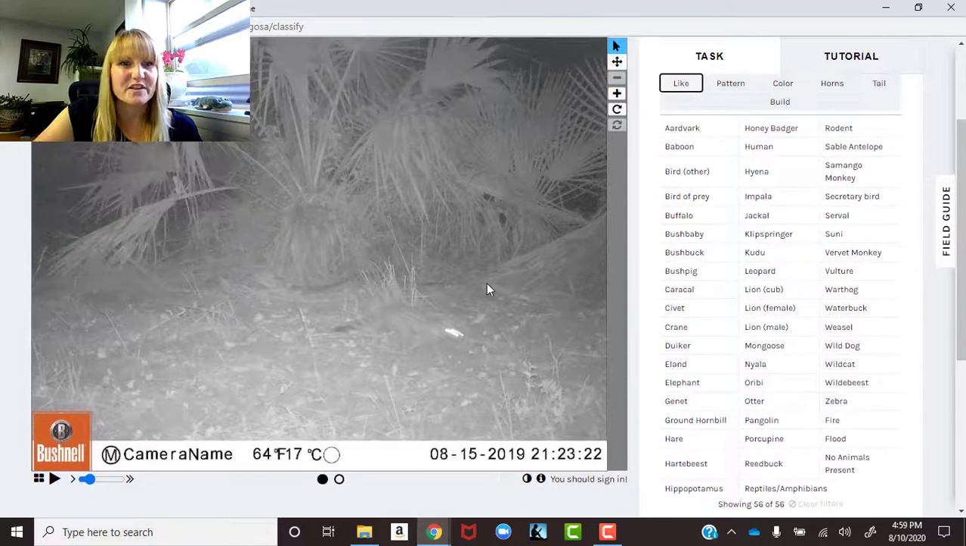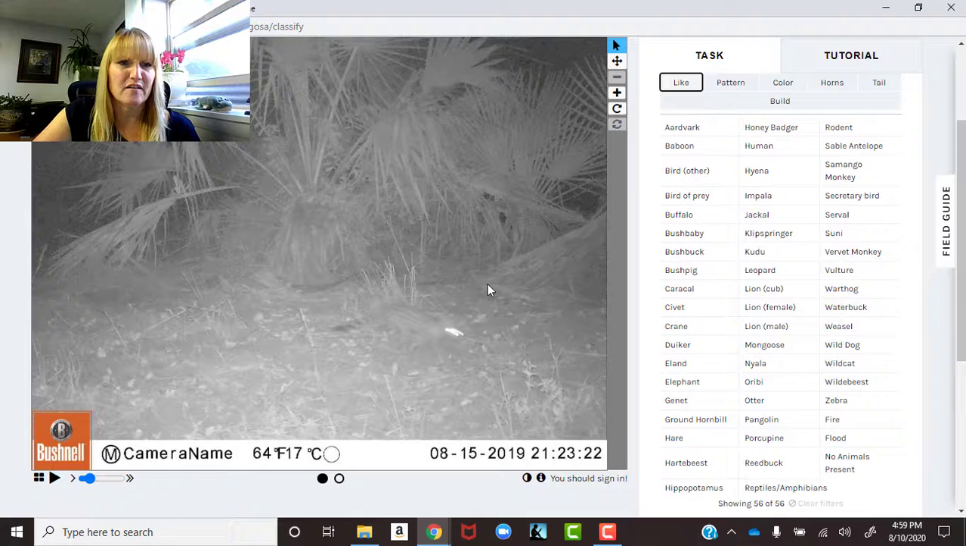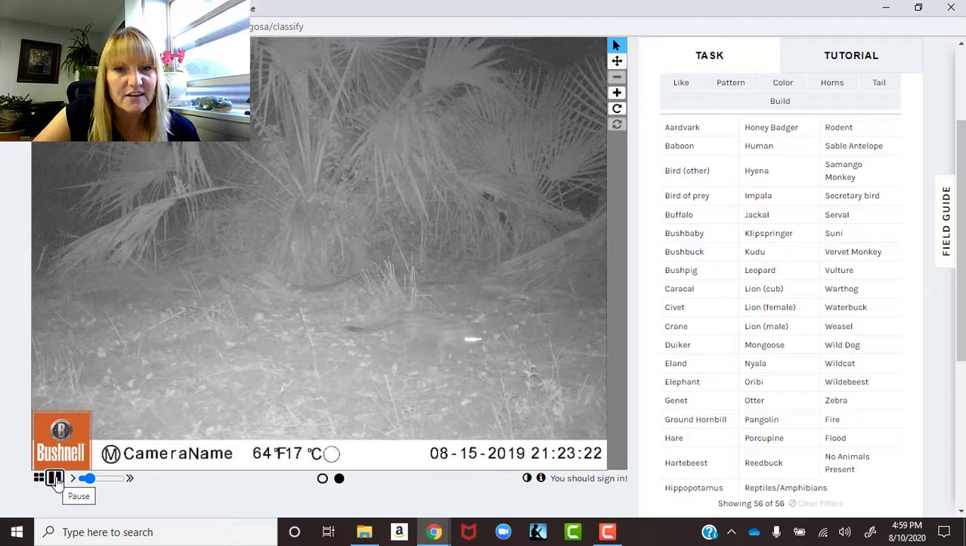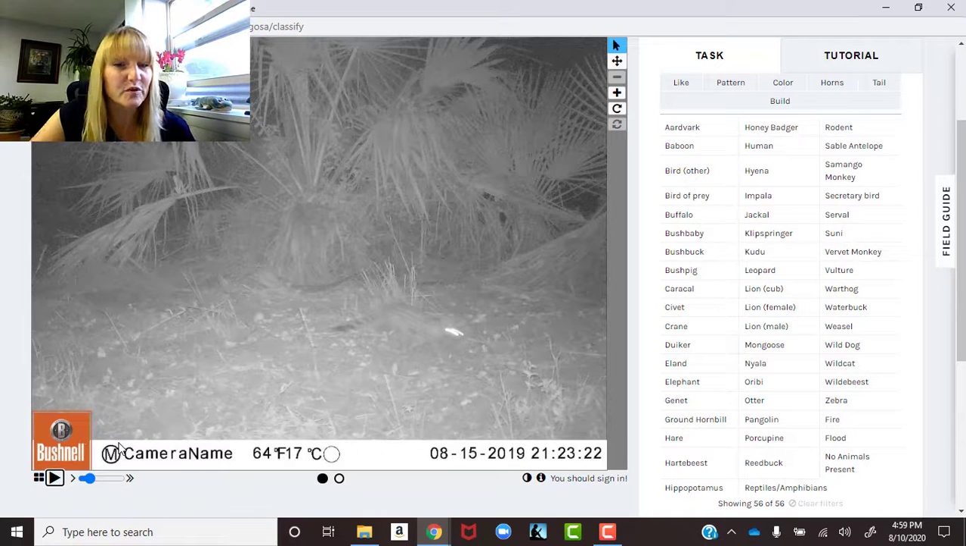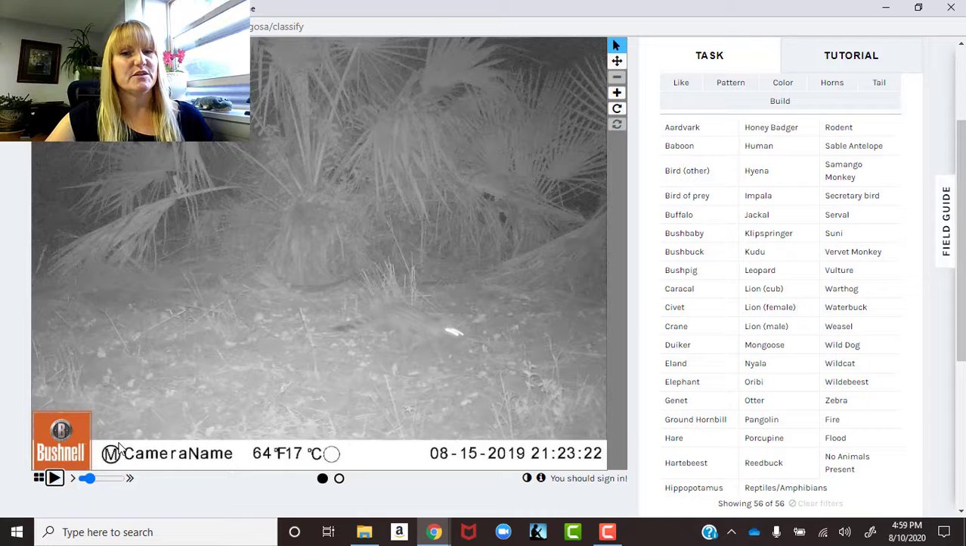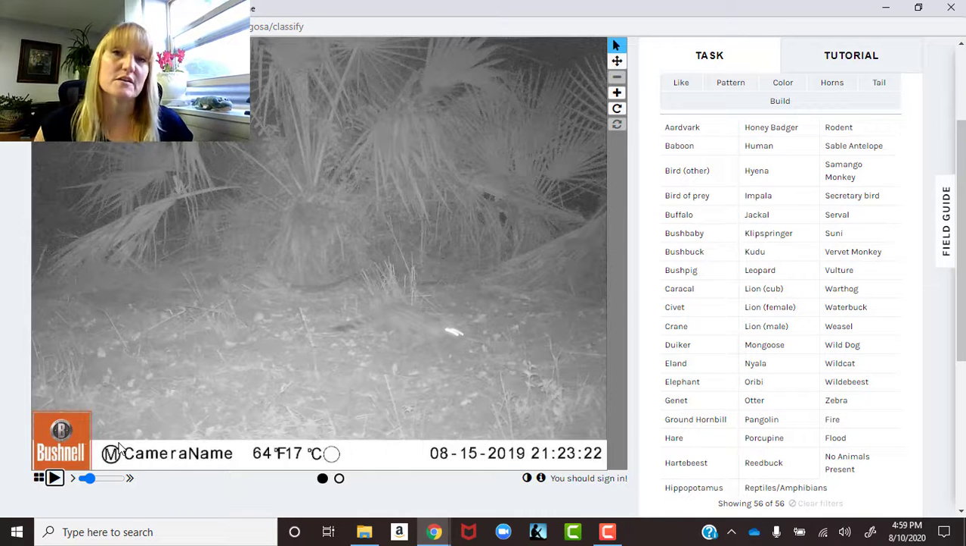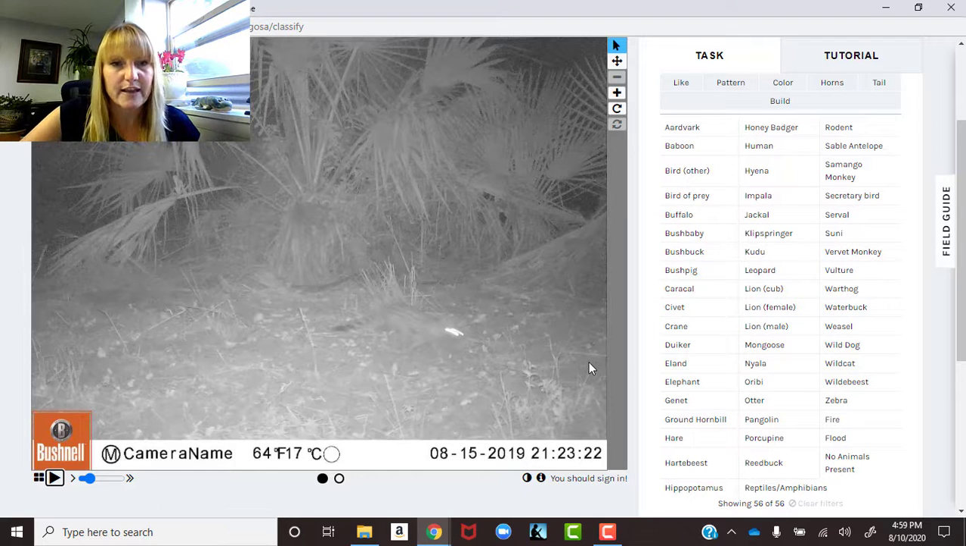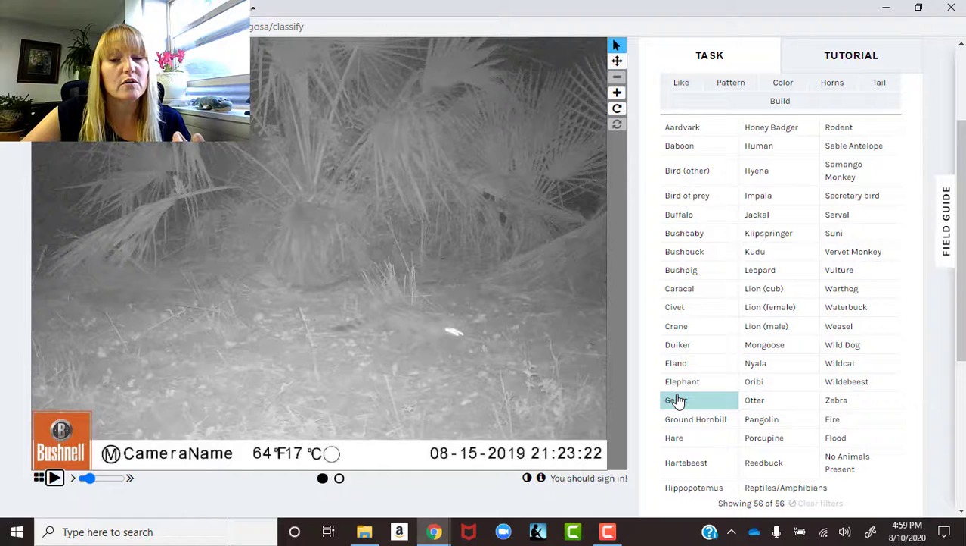Oh, this is an interesting one. Now, when you first look at this, you're going to say, there's nothing there. Look closely, make sure. There is something here. It's right here. Let's push play. You can see it move. But it's pretty blurry. But that's okay, because it's still pretty easy to identify, because there's only really 2 possibilities. If it's little and it has stripes and it's a carnivore, which this is, has kind of a cat-like tail, it's either a genet or a civet.